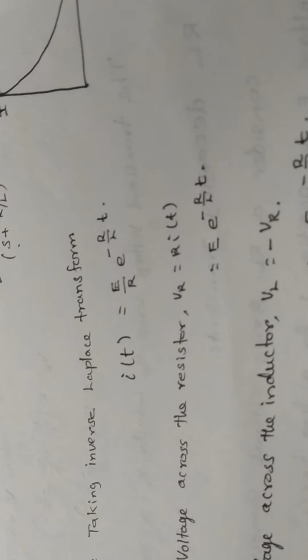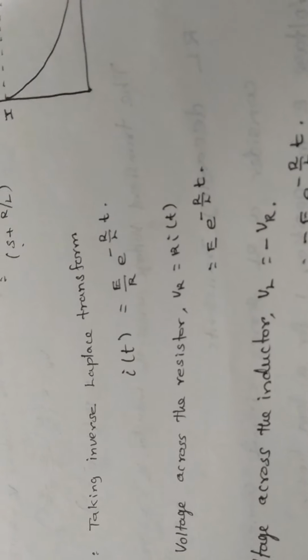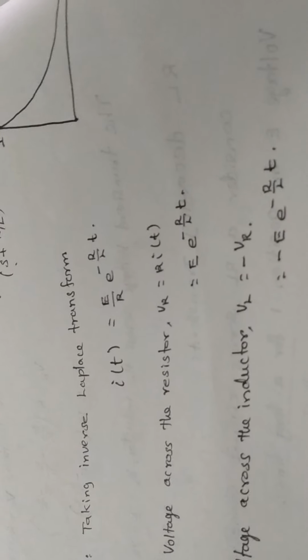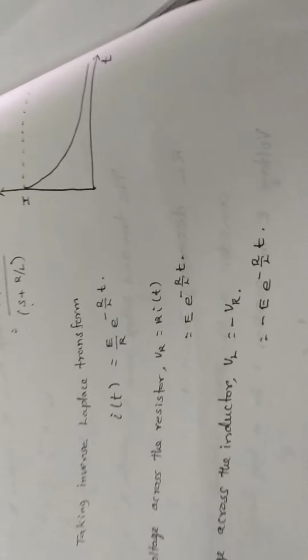The voltage across the resistor VR is R into I of t, substituting the I of t. The voltage across the inductor VL is equal to minus VR. This is the decaying circuit.